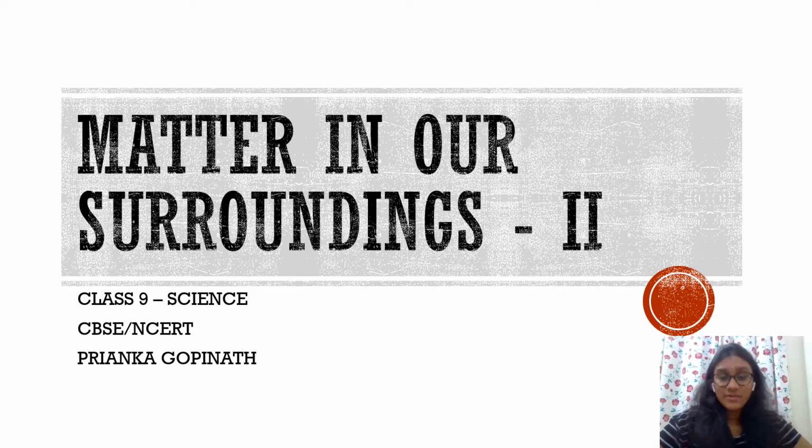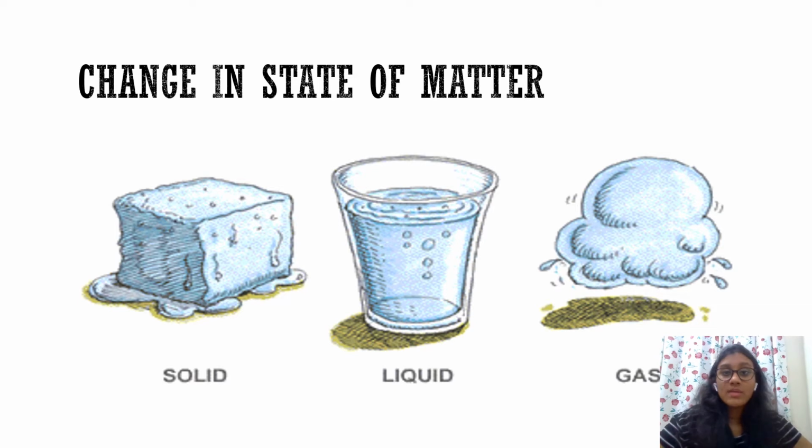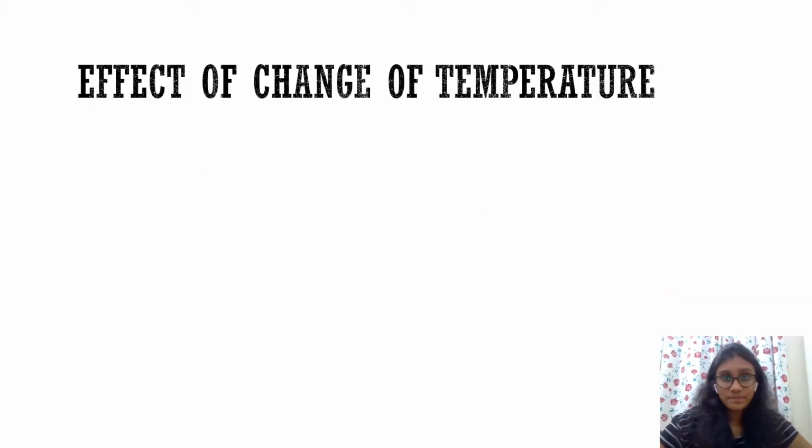Let us continue reviewing the second part of the chapter, Matter in Our Surroundings. We know that water can exist in all three states of matter, namely solid as ice, liquid as water, and gas as water vapor. But how do they exist in different forms? There are two main reasons. Number one, temperature, and number two, pressure. Let us look at them in detail.